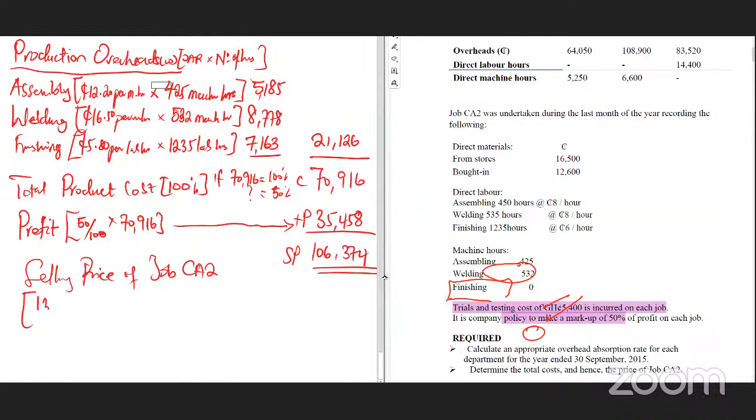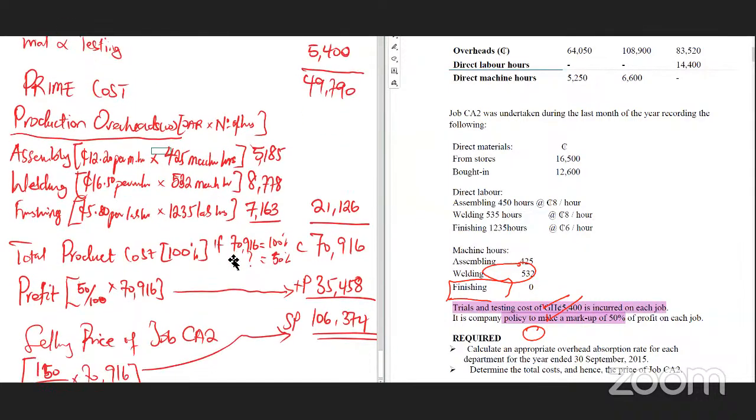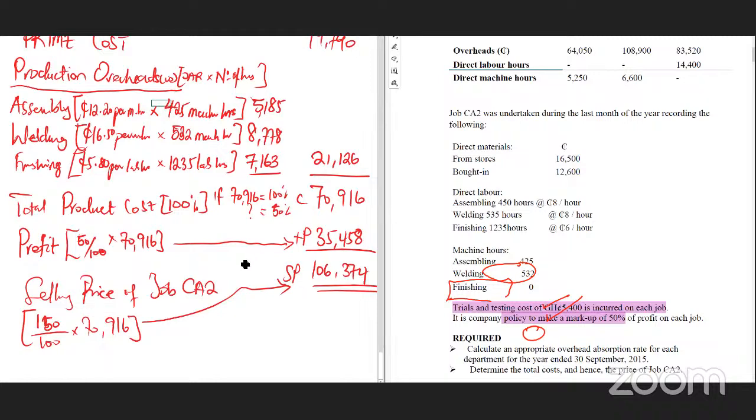The same way I could have equally said this is the same as the 100 and what? 50 out of the 100 times 7916, and we end up with the same thing, right? I hope that is okay with everyone. So that was just a bit of revision and introduction to markup and margin. I hope everybody's on point.